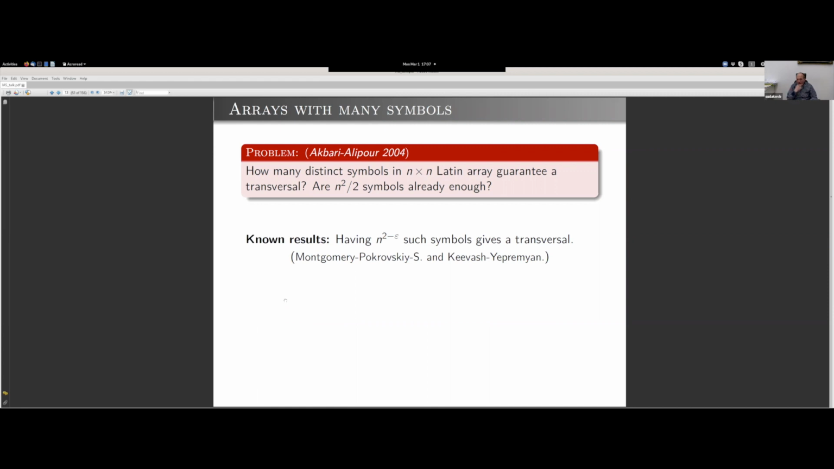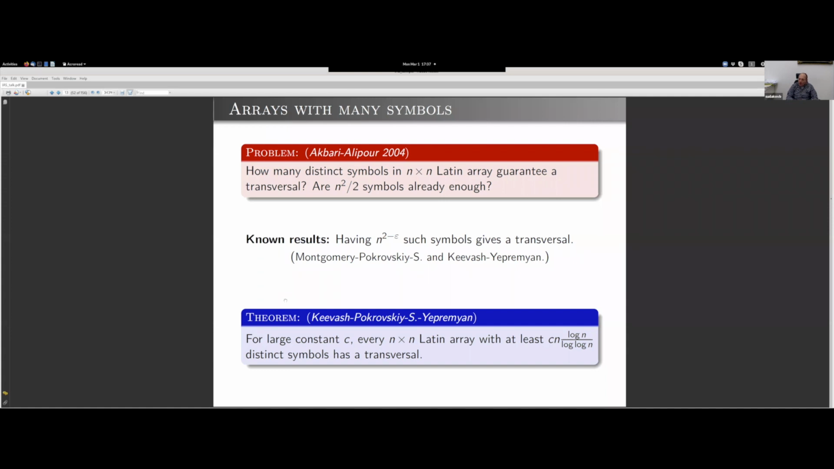So you can use our result with Richard and Alexei for a different proof of this. A different proof of this result was obtained independently by Peter Keevash and Liana Yepremyan. So we decided to join forces and improve it even further. What we managed to prove is that Latin arrays which already have roughly n log n different symbols must have a transversal. So if you have n log n different symbols, you have a transversal.